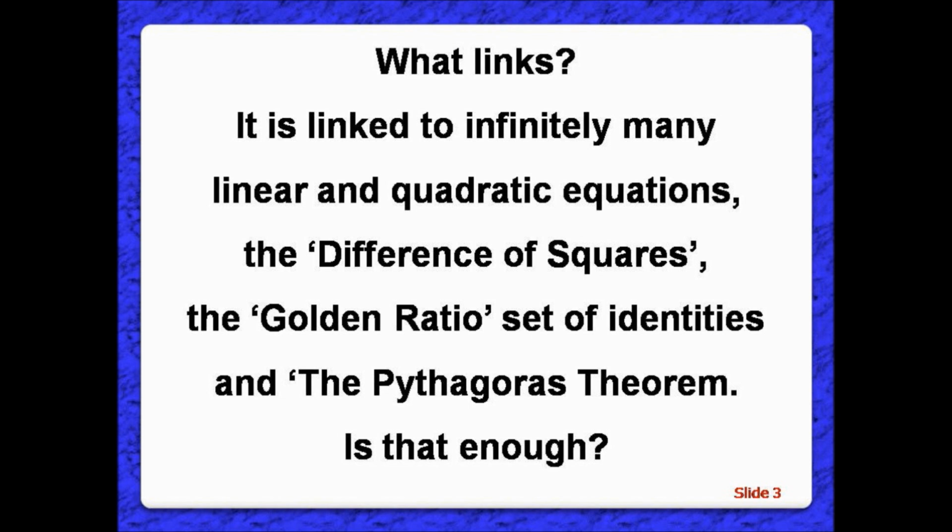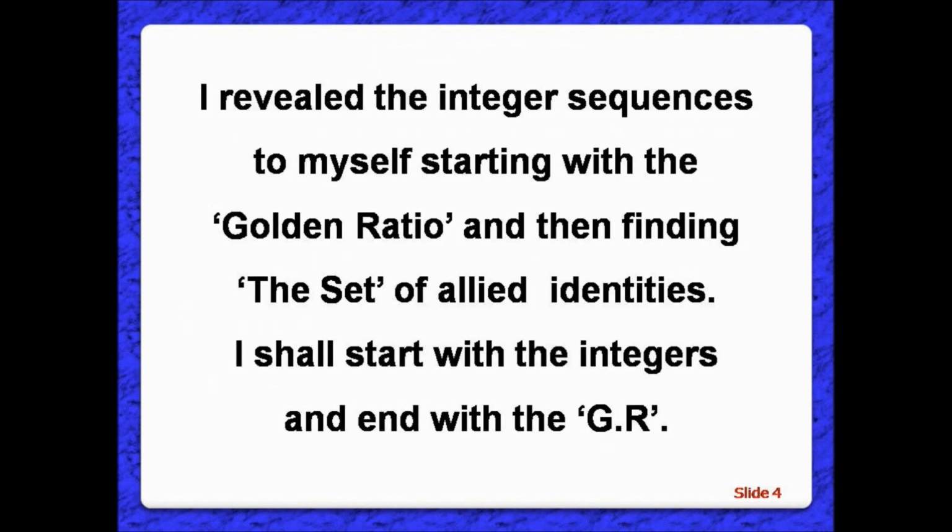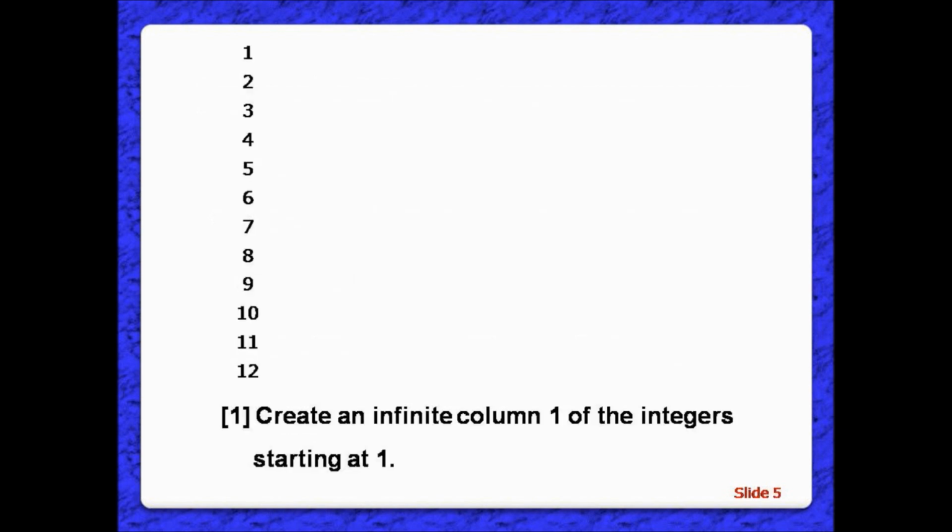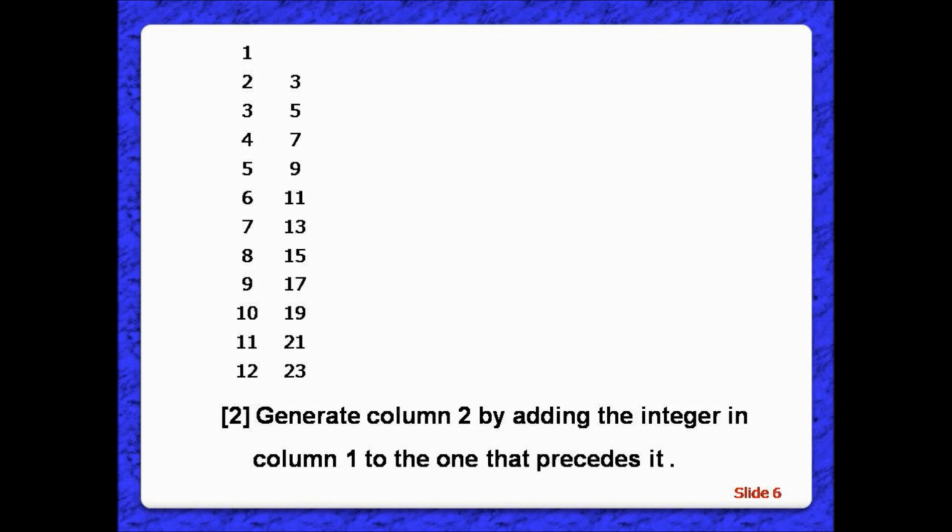Is that enough? I revealed the integer sequence to myself, starting with the golden ratio, and then finding the set of allied identities. I shall start with the integers and end with the golden ratio. Create an infinite column 1 of the integers starting at 1. Generate column 2 by adding the integer in column 1 to the one that precedes it.